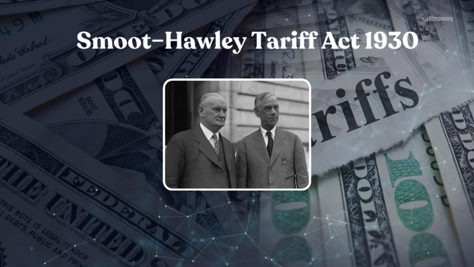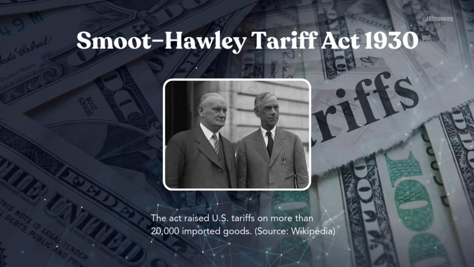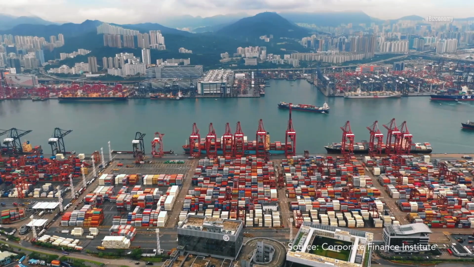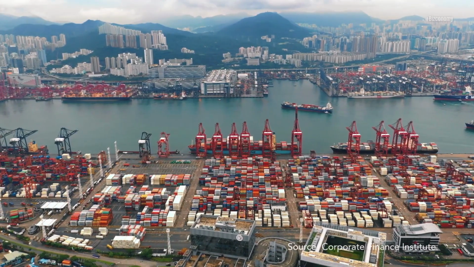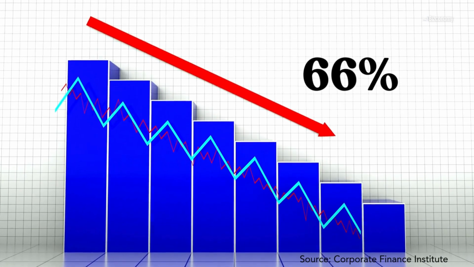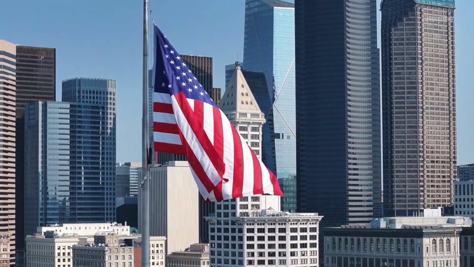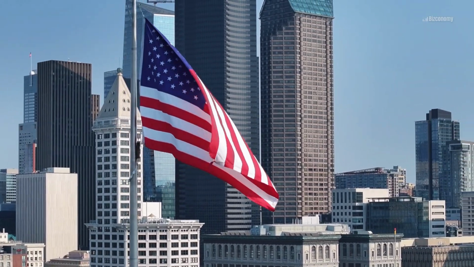During the Great Depression, the Smoot-Hawley Tariff Act of 1930 raised tariffs on thousands of imported goods to protect American industries. However, other countries retaliated with their own tariffs on US products, resulting in a nearly 66% decline in global trade. Over the next few decades, the United States gradually shifted away from high tariffs, especially after World War II.